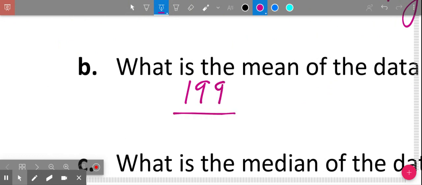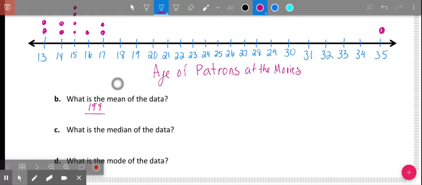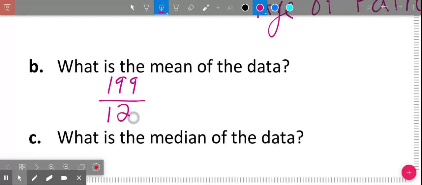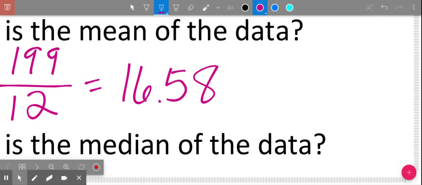So we added up all of our data points and got 199. Now you have to divide by how many data points we have. We have 1, 2, 3, 4, 5, 6, 7, 8, 9, 10, 11, 12. So we're going to divide by 12, and that's going to give us 16.58. So the mean age is going to be 16.58 years.